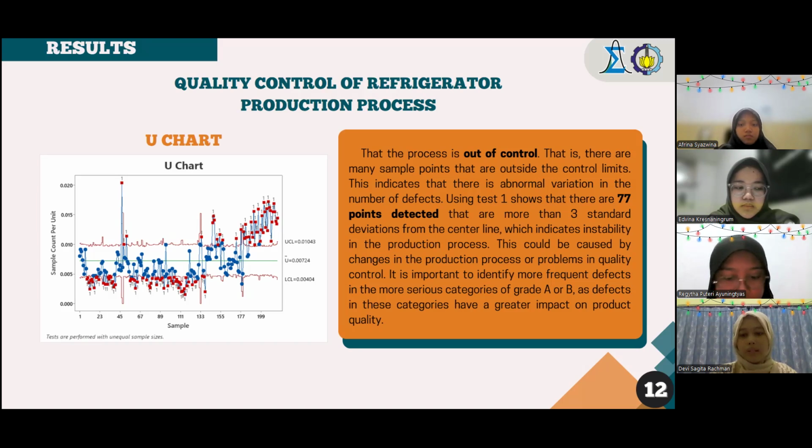Using test 1, there are 77 points detected that are more than 3 standard deviations from the center line, which indicates instability in the production process. This could be caused by changes in the production process or problems in quality control. It is important to identify the more frequent defects in the more serious categories of class A or B, as defects in these categories have a greater impact on product quality.